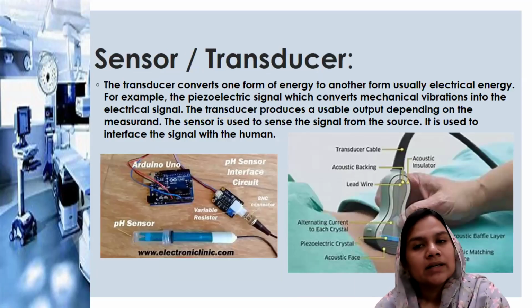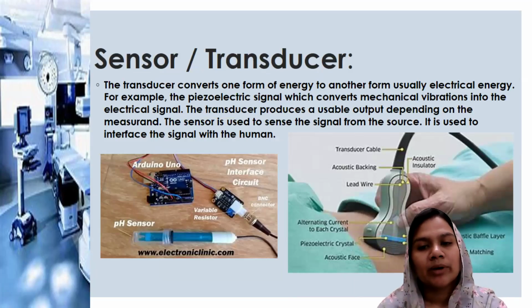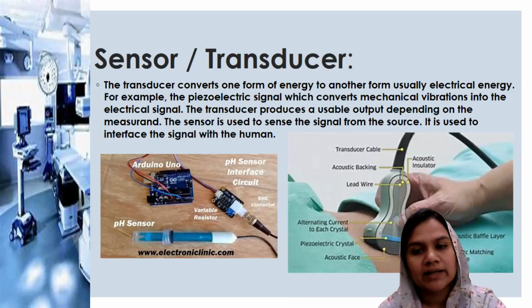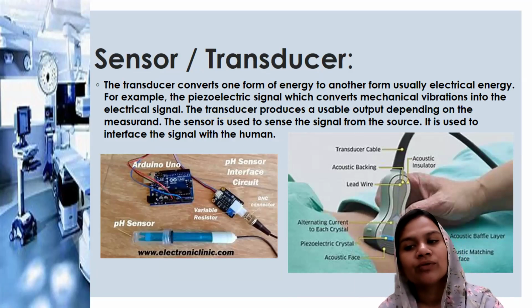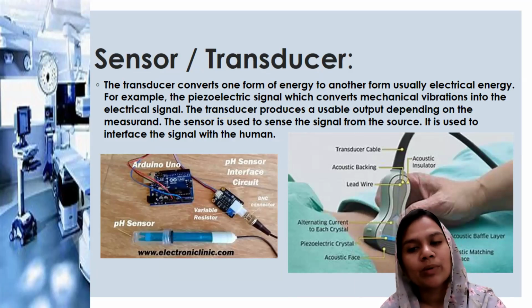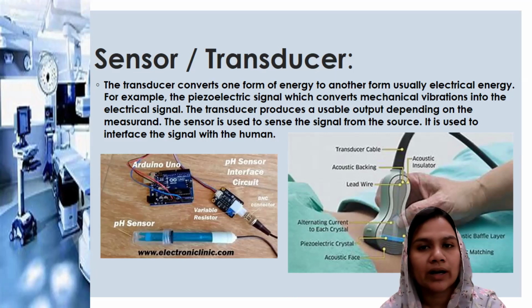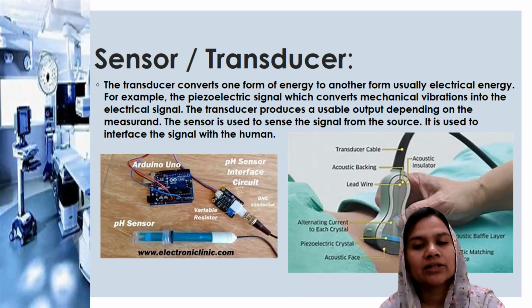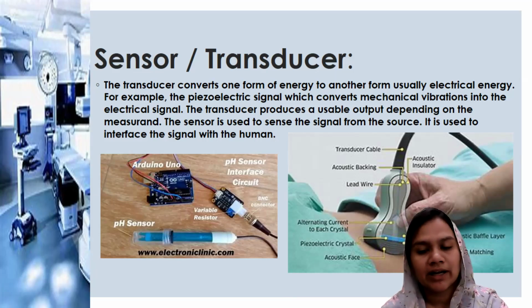Okay, this is how these signals are measured. These signals are sensed by sensors or transducers. A transducer converts one form of energy to another form of energy, usually electrical energy. The sound energy, light energy, or mechanical energy produced by humans is converted into electrical energy.